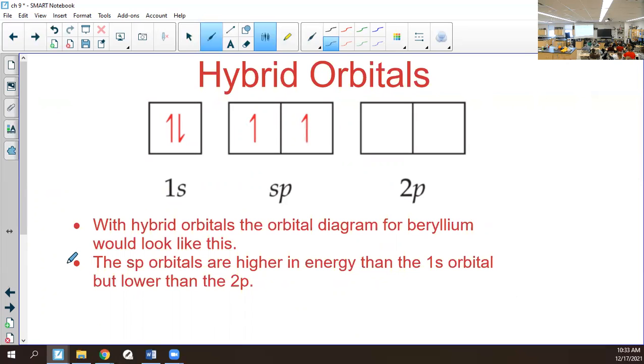With hybrid orbitals, the orbital diagram for beryllium will look like this. The sp orbitals are higher in energy than the 1s orbital, but lower than the 2p. So it's a mix, and hopefully you're used to the word hybrid now because of cars. It's a mix between a gas and electric, typically. All right, it's where they blend the things together, and we call it an sp orbital.